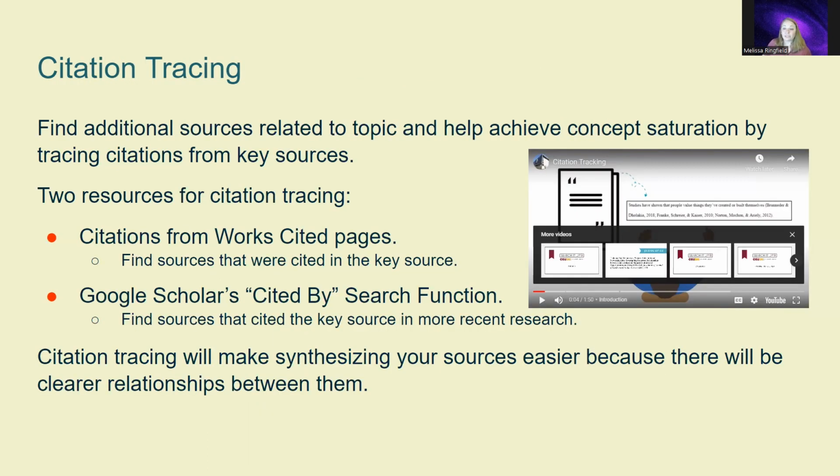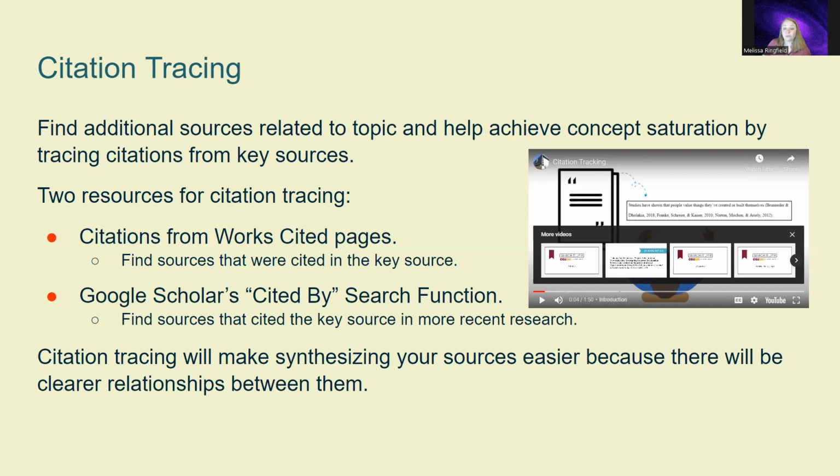Once you've found several key sources for your topic, use them to find additional sources related to your topic and help achieve concept saturation by tracing citations from those key sources. Two resources for citation tracing are citations from the Works Cited page. Find the sources that were cited in the key source. This will take you backwards in time.